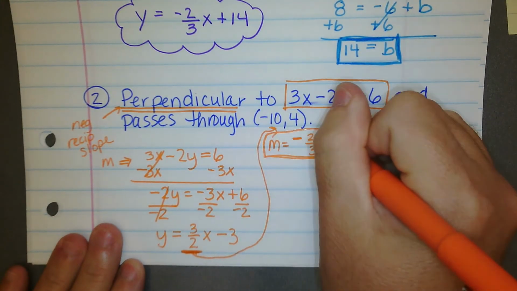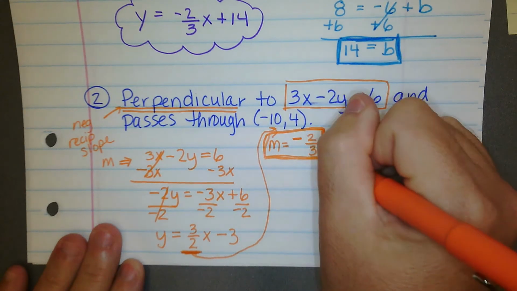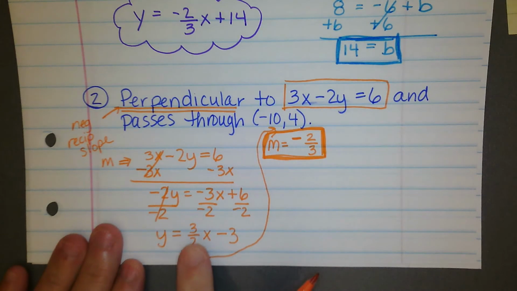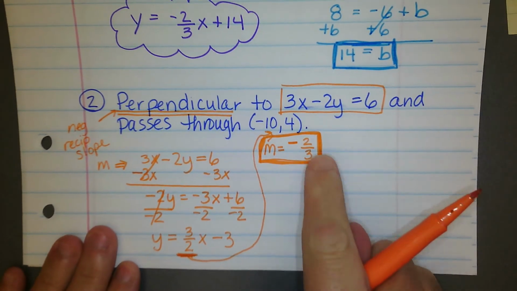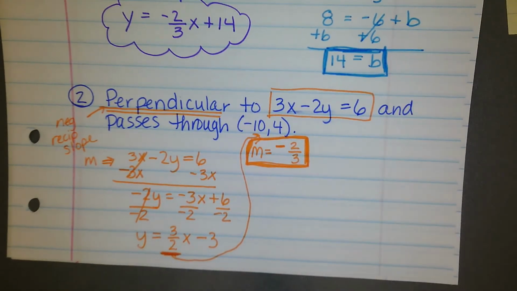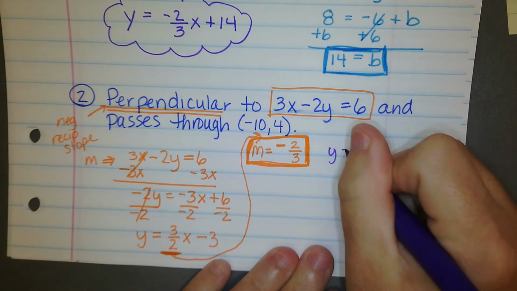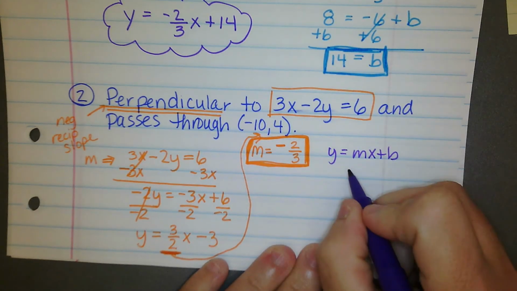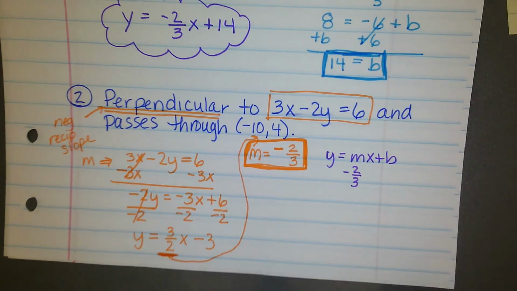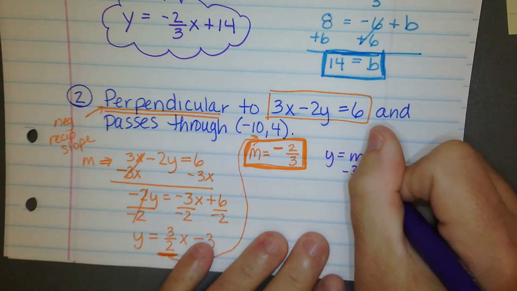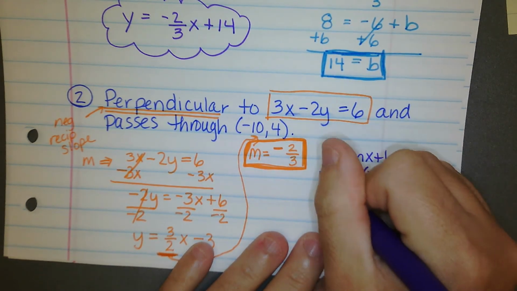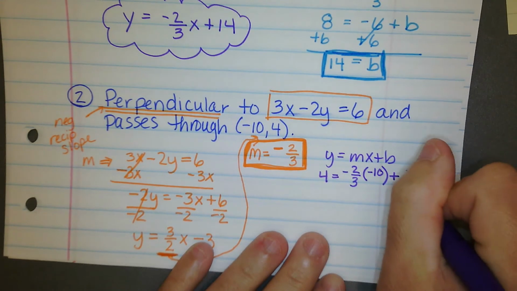So when it says perpendicular, you're going to find the slope of the line that they give you. You need to change the sign and flip it. Now we're going to use this slope in our y equals mx plus b equation. So here we go. We've got y equals mx plus b. I'm putting this slope, the perpendicular slope, in for m. And I'm going to put the x coordinate in, which is negative 10. And I'm going to put the y coordinate in, which is 4. And I have plus b.